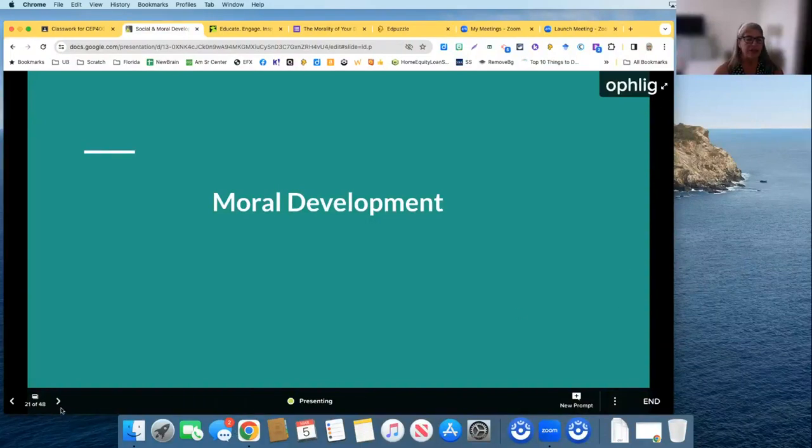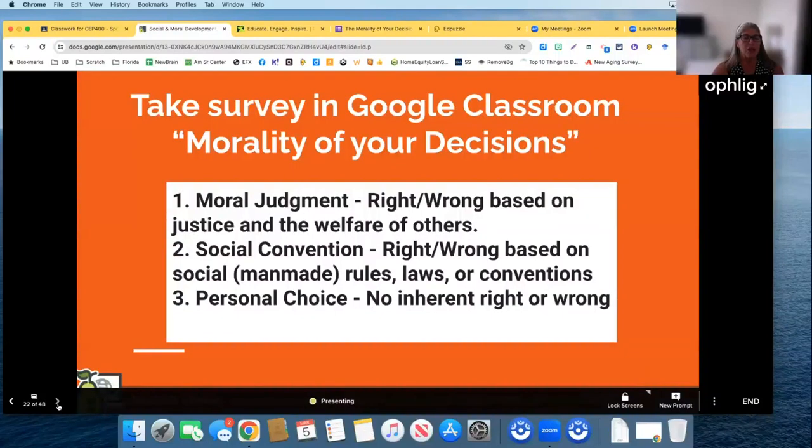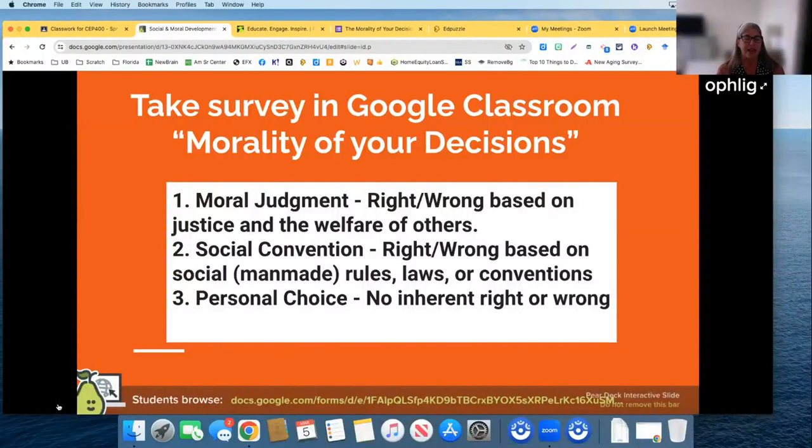There are 3 different theories that we are going to look at. There's one theory that you may have studied before if you studied psychology, and it's very popular. That's Kohlberg's theory. It's in a lot of the textbooks, but I would like to focus on some of the other ones first and then get into Kohlberg's theory. Before we start this, you're going to take a survey, and you're going to need to know the difference between these three types of choices we make.